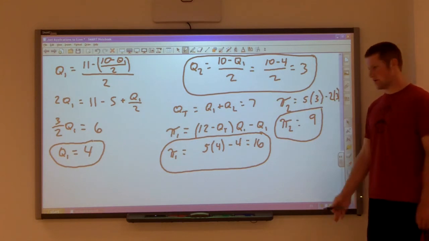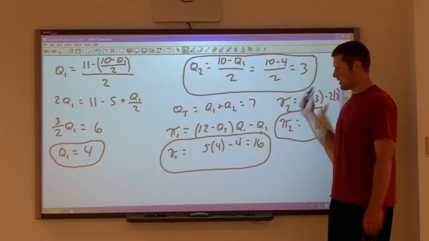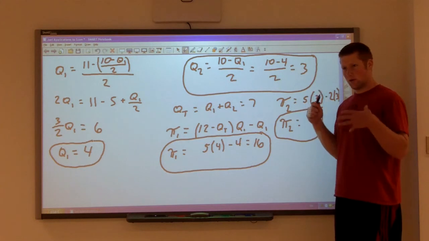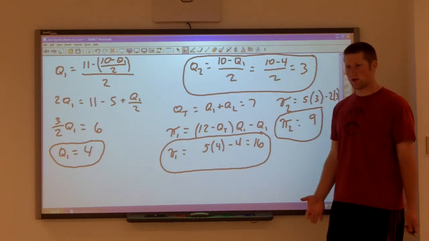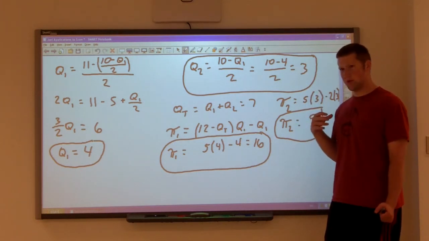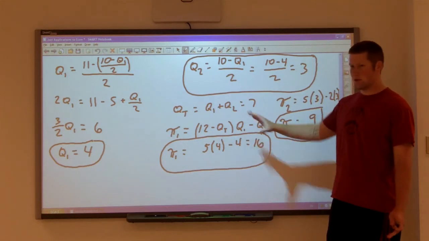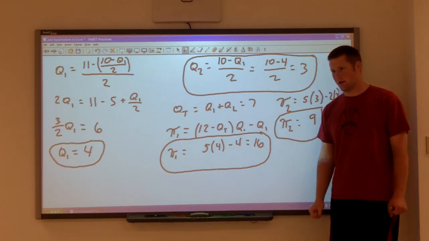So if we use our calculus and derivatives, we can maximize profits given firms competing in quantities. We could also do it for firms competing in price. However, it's really the same technique. And thank you.